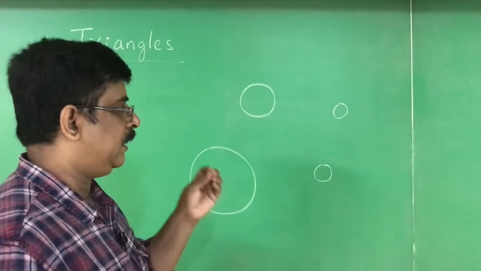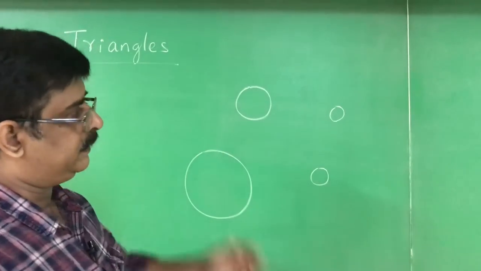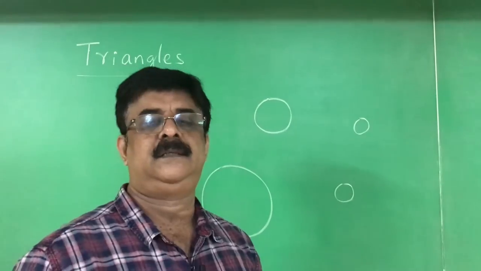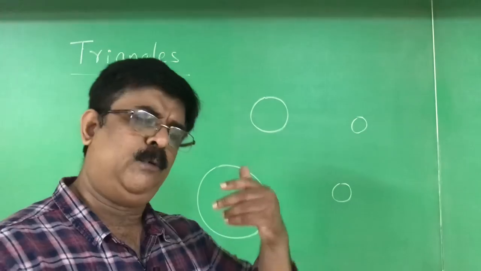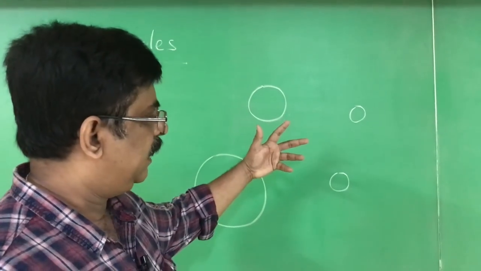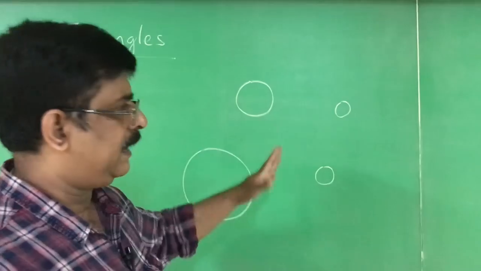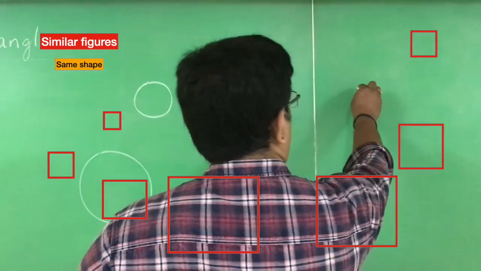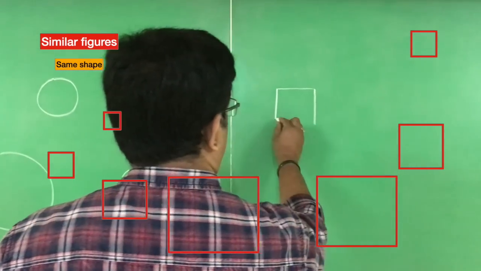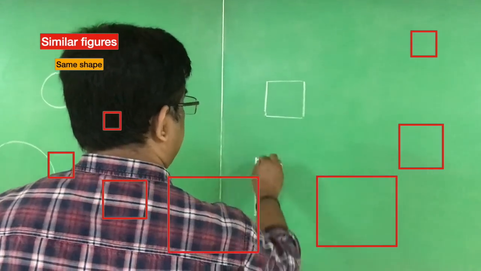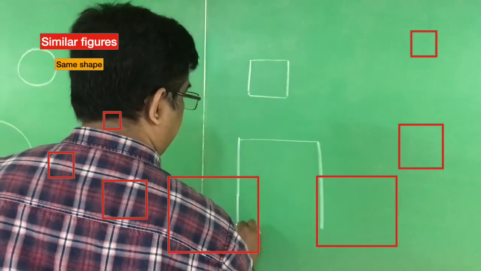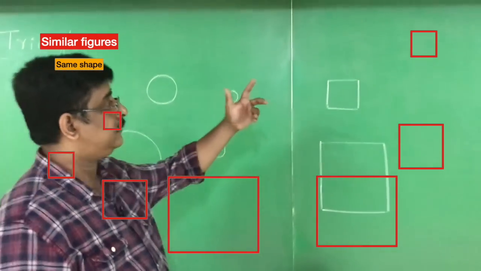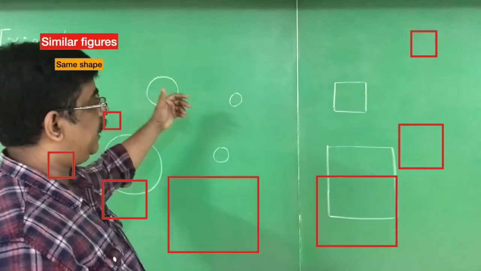Name a geometrical figure which is always similar. Circles are always similar. Can you guess one more geometrical figure that is always similar? Whoever it may be, come and write on the blackboard. All of them are similar because all of them have the same shape. Which is that? Squares. Squares are always similar. Squares may be of different sizes, but the shape of the square is always similar.